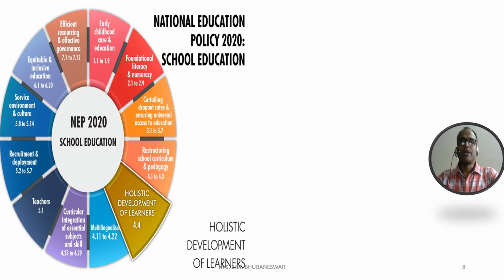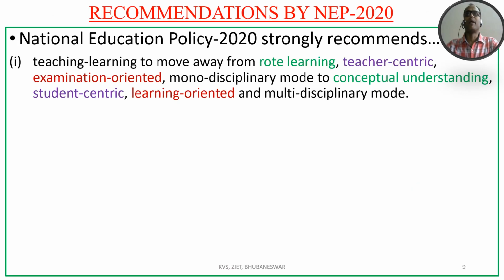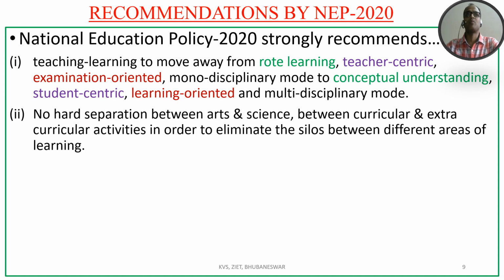NEP 2020 in Article 4.4 talks about holistic development of learners. In Articles 4.23 to 4.29, it talks about the curricular integration of essential subjects and skills. It strongly recommends that teaching learning move away from rote learning to conceptual understanding, from teacher-centric to student-centric, from examination-oriented to learning-oriented, and from monodisciplinary mode to multidisciplinary mode.